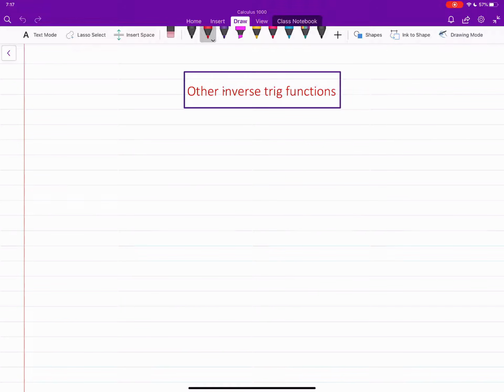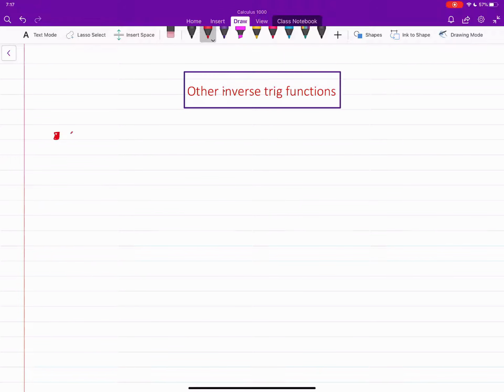Hi, in this video we'll continue studying the inverse function of the other trigonometric functions. We will go very fast, just list the main idea and what restrictions we need to make on the trig function to be able to define the inverse of that trig function. Okay, so we already did sine.